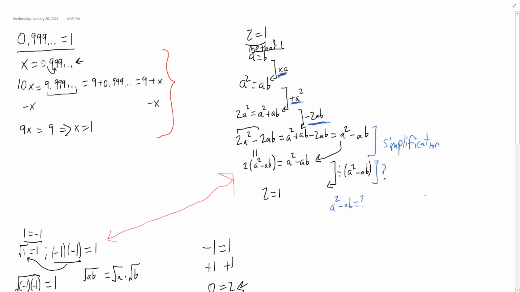So we get a hint from this step here. If I look at this step a little more closely, we get a squared equals ab, and then if I subtract ab from both sides, we get a squared minus ab is equal to 0. So when I divided by 0, which you can't do, that is what I did wrong.